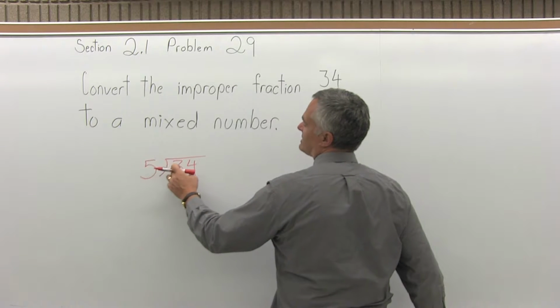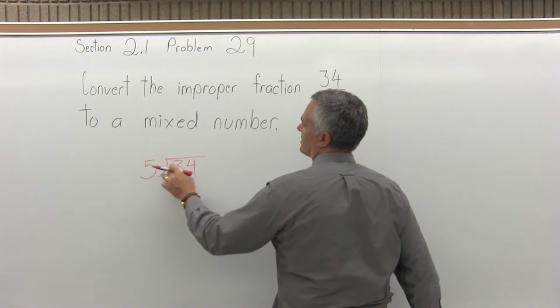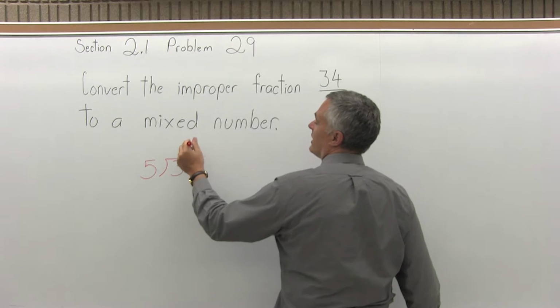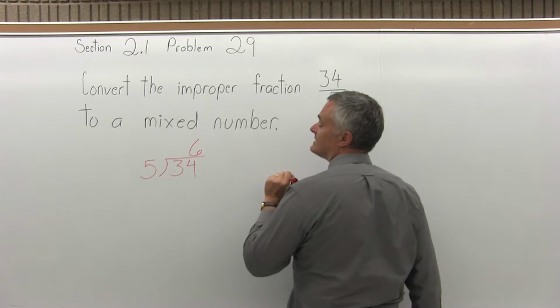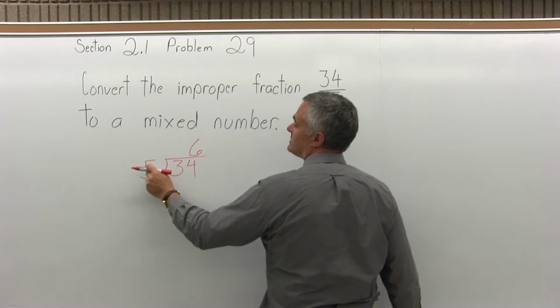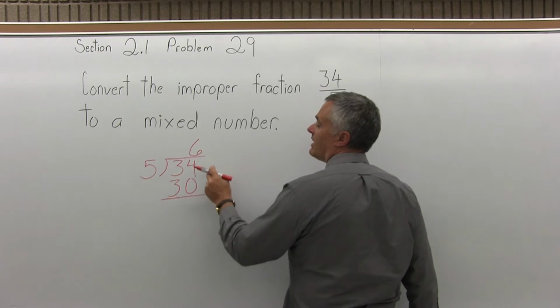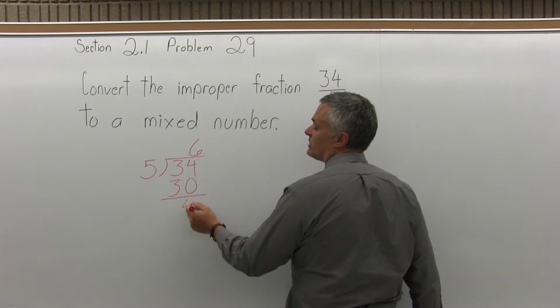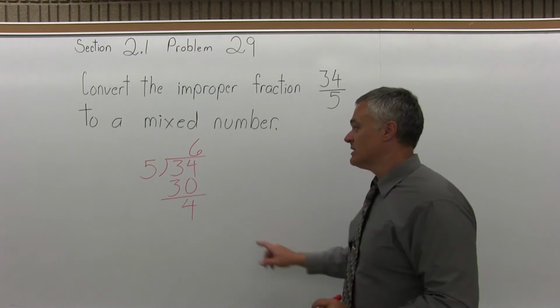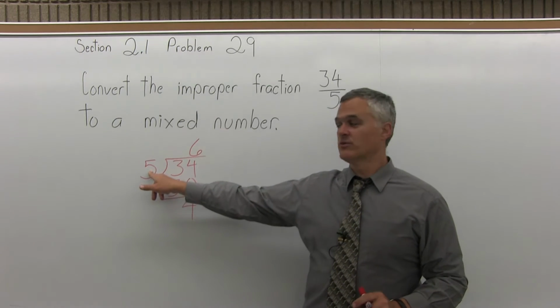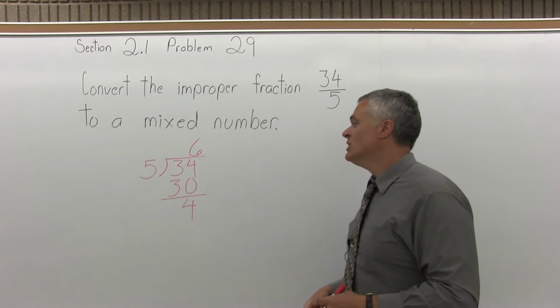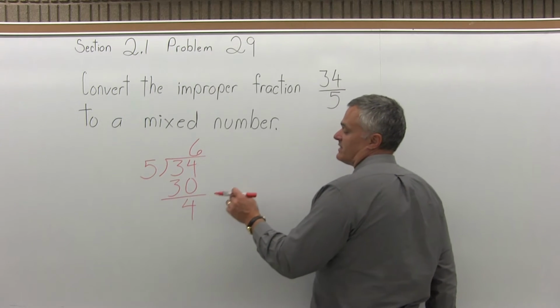So 5 divides into 3, it will not fit. So next I try 5 divides into 34. The closest I can make it fit is 6. 6 times 5 is 30. And now I will subtract 34 minus 30, which will give me 4. That's a good answer because it's less than the number in front of the division. It's less than the 5. So I've found the best fit that I can.